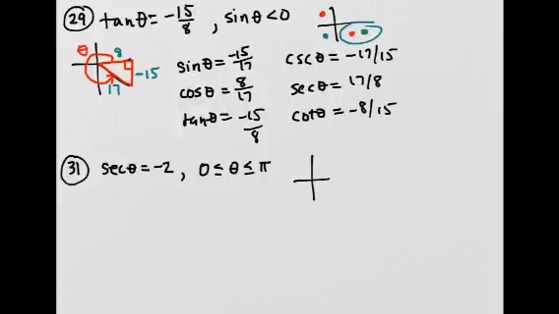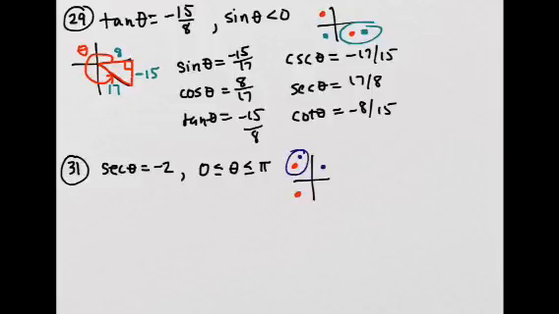So in number 31, they tell you that secant theta is negative 2. So we know that secant is a reciprocal of cosine, so the angle is either in quadrants 2 or 3. And then the second statement there, that theta is between 0 and pi, so that's either 1 or 2. So the 2 conditions are satisfied in quadrant 2. So that's where the angle is located.